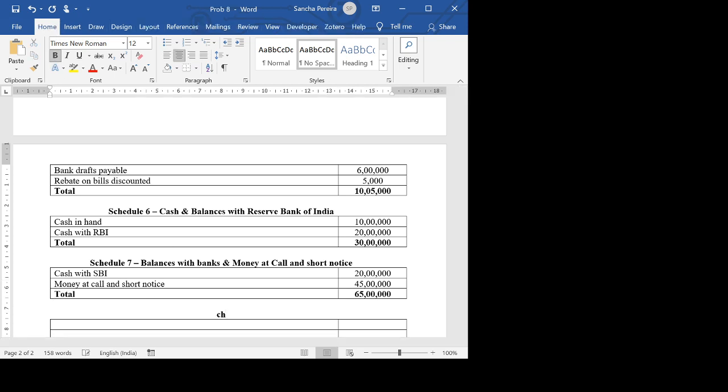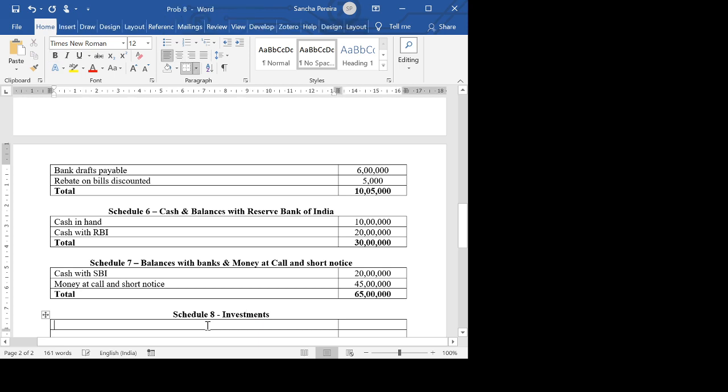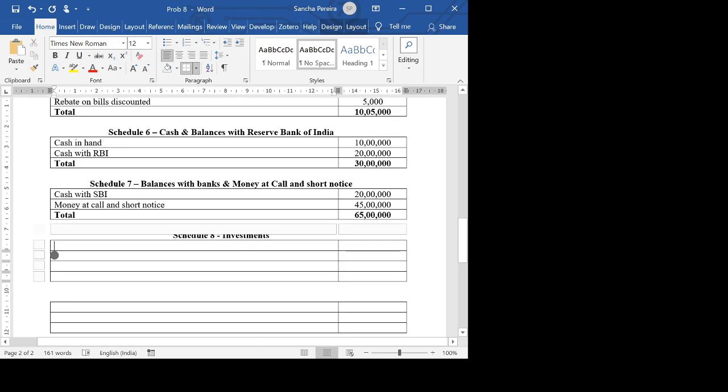Next is Schedule 8. Do we have anything under Schedule 8? Yes, one. There are some investments. Schedule 8 is investments. So here you have, I think, just one item, just investments, which are 35 lakhs. So you don't need to total that up.